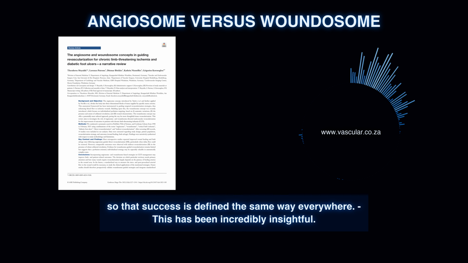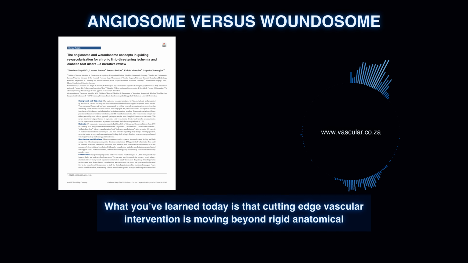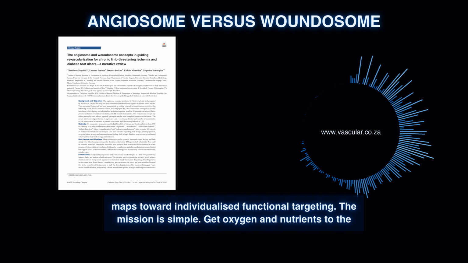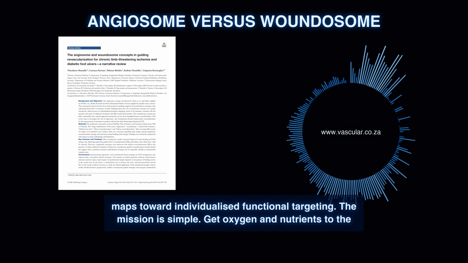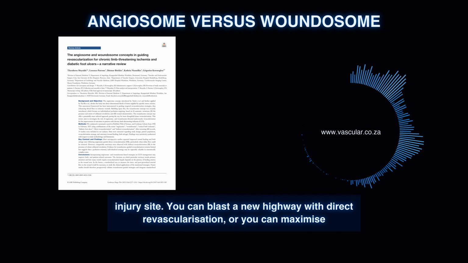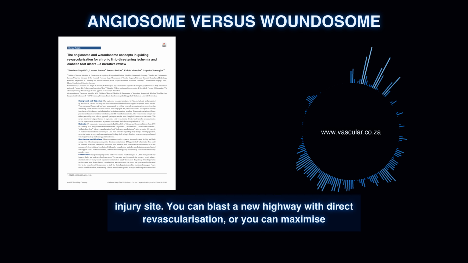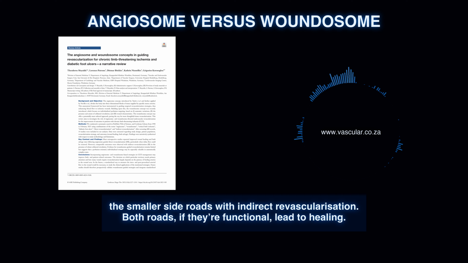This has been incredibly insightful. What you've learned today is that cutting-edge vascular intervention is moving beyond rigid anatomical maps toward individualized functional targeting. The mission is simple. Get oxygen and nutrients to the injury site. You can blast a new highway with direct revascularization, or you can maximize the smaller side roads with indirect revascularization. Both roads, if they're functional, lead to healing.